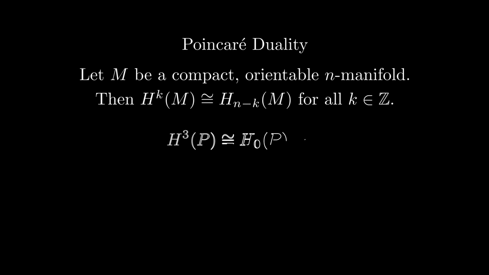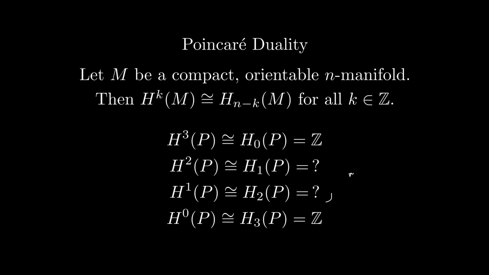For us, Poincaré duality reveals the following. Recall that we would like to show that these two groups in the middle are 0, as this would mean that P has the same homology groups as the 3-sphere. We observe that the top and bottom lines are both Z. The cohomology and homology match perfectly in degrees 0 and 3.